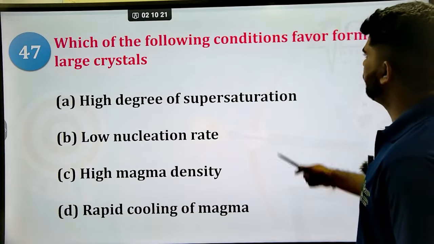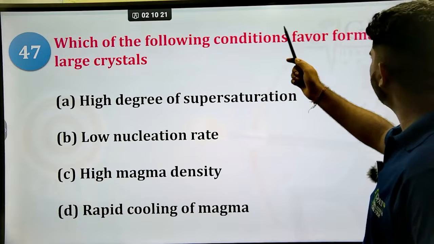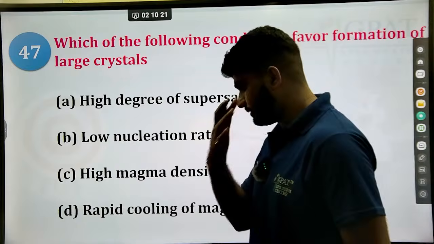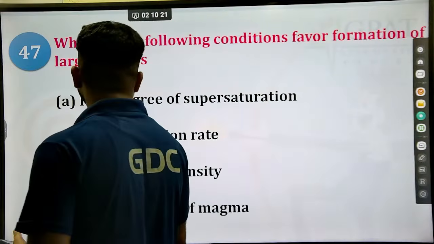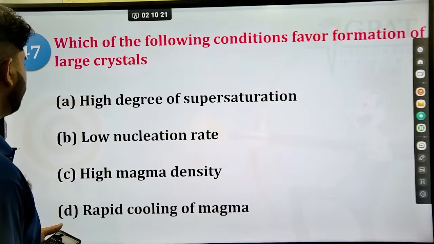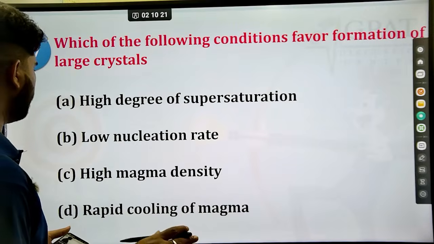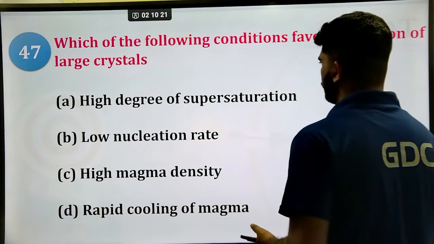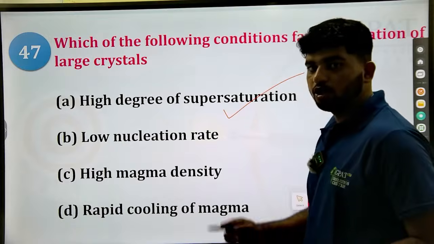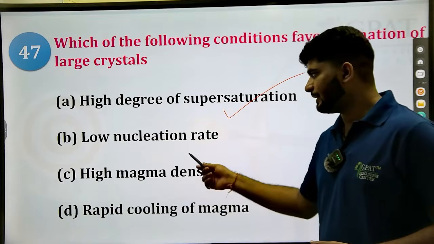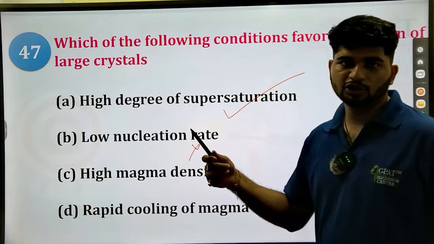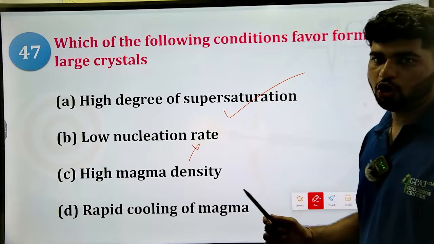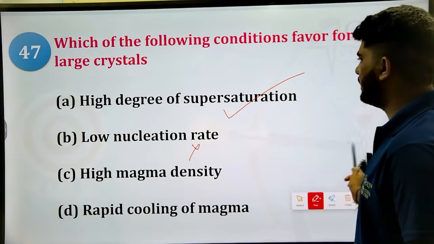Chalo. Which of the following conditions favor formulation of large crystals? High degree of supersaturation, low nucleation rate, high magma density, rapid cooling of magma. There are two ways, guys. High degree of supersaturation, that is right. Nucleation rate should be high. It is written over here low. No, it should be high nucleation rate. As well as shock cooling method. Shock cooling method is useful for your crystallization.